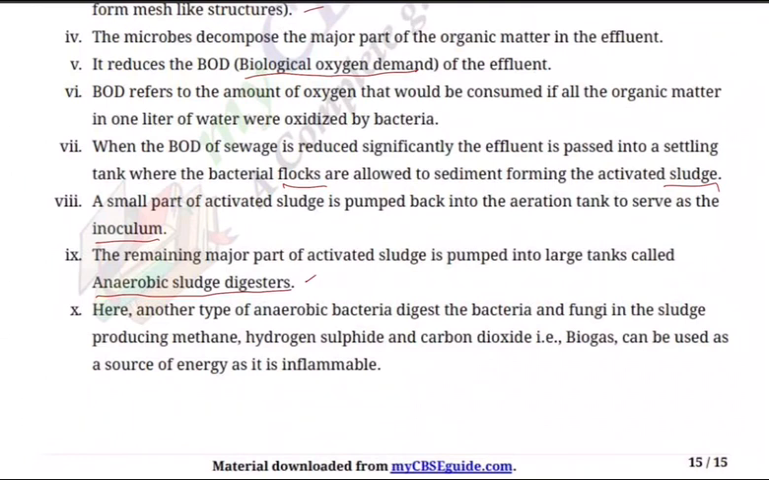The remaining major part of the activated sludge is pumped into large tanks called anaerobic sludge digesters. Here, another type of anaerobic bacteria digest the bacteria and fungi in the sludge, producing methane, CH4, hydrogen sulfide and carbon dioxide, which form biogas, the major components of biogas. And this biogas can be used as a source of energy as it is inflammable. So every product that is formed is very, very useful. Hence, it is always good to use the STP.